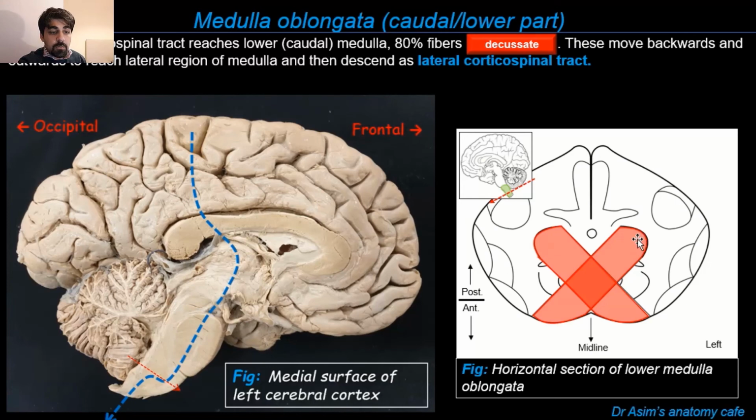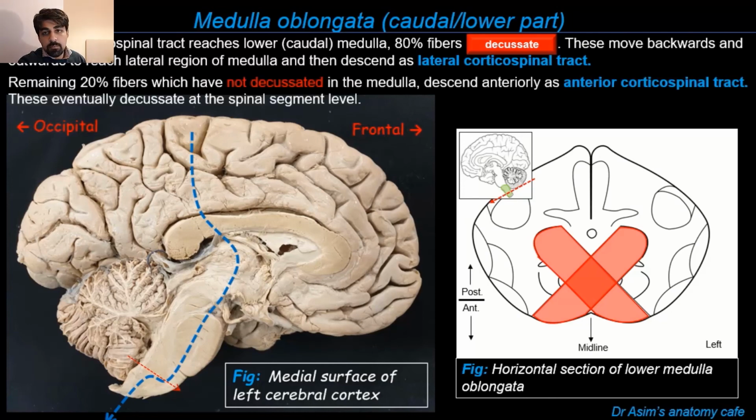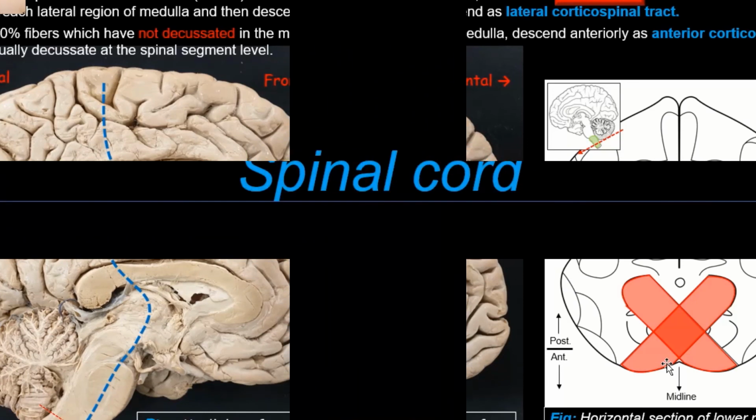From here, 80% of those corticospinal tract fibers are going to descend as the lateral corticospinal tract in the lower medulla as well as in the spinal cord. However, the remaining 20% of the fibers, which do not cross at this level, continue to descend down as the anterior corticospinal tract. Even those fibers later are going to cross at some point in the spinal cord, but at least they don't cross in the lower medulla.